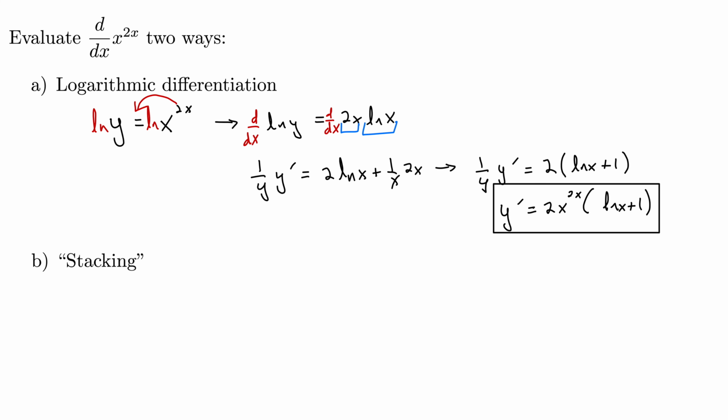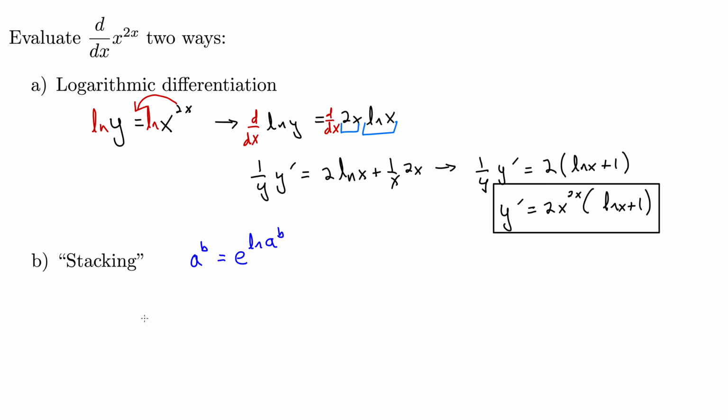Okay, on to part B for the stacking method. There are any number of ways to call this thing, but I've heard it called stacking, so we'll stick with that. But it basically says anytime you have a to the b, you can rewrite this as e to the natural log a to the b. Why? Well, e and natural log are inverses of each other, so they essentially undo each other, leaving us only with a to the b again. So a to the b is indeed equivalent to e to the natural log a to the b.